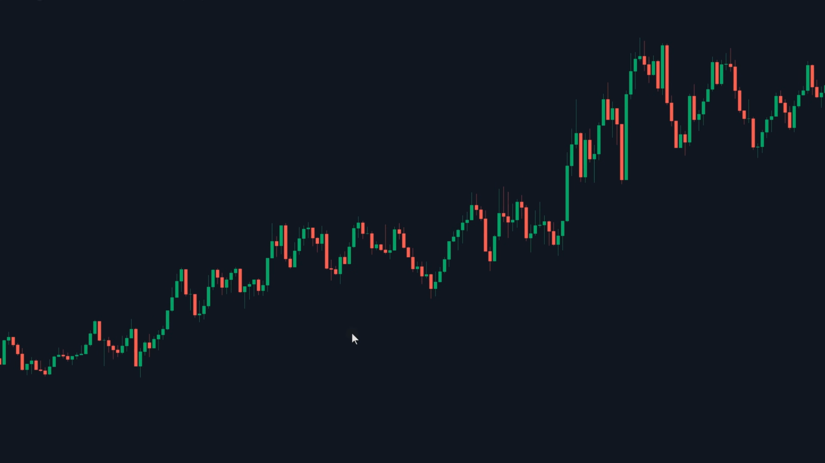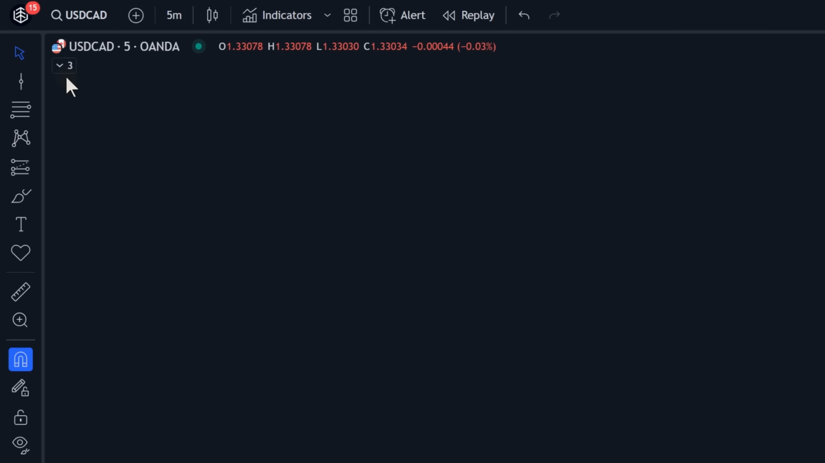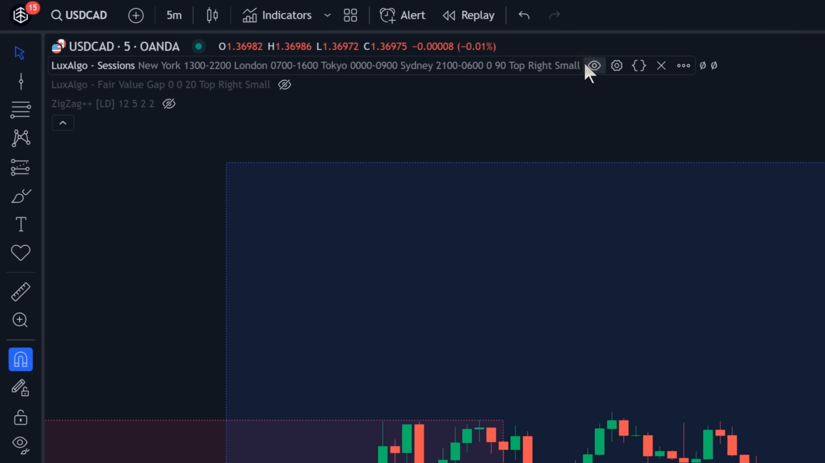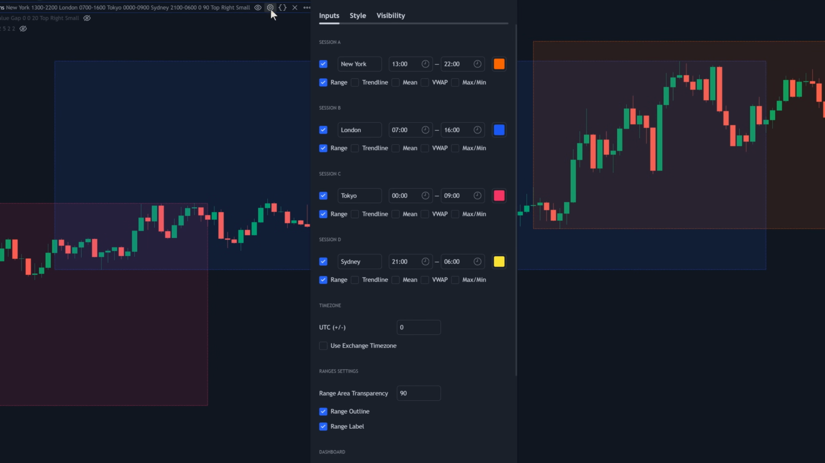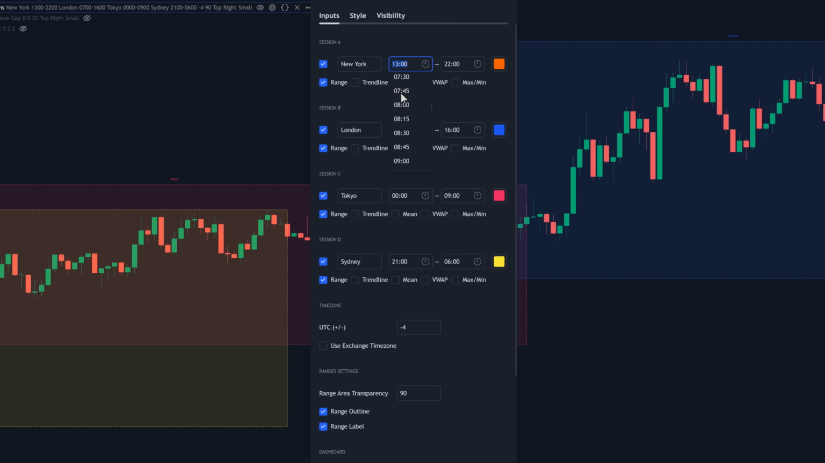Now, to identify the New York session, we're gonna use the LUXALGO Sessions indicator. Open the indicator settings. Then, since we want to trade the New York session, we first of all want to change the time zone to the New York time zone. New York is 4 hours behind UTC, so we're going to input here -4. After changing the time zone, we need to specify the New York open time, and that is going to be 9:30 a.m. So we select 9:30.